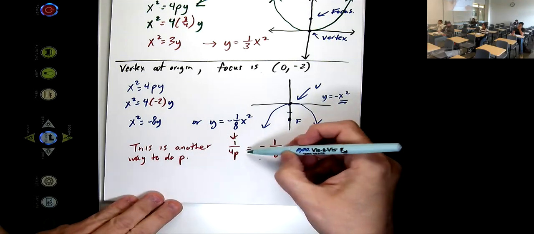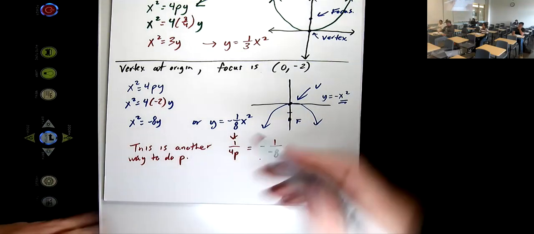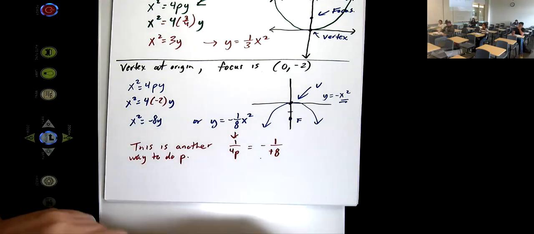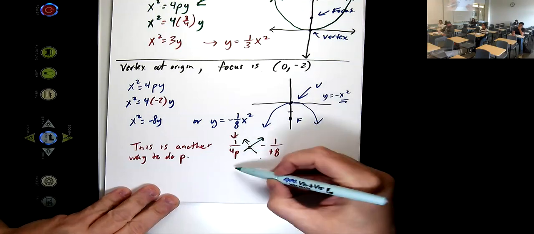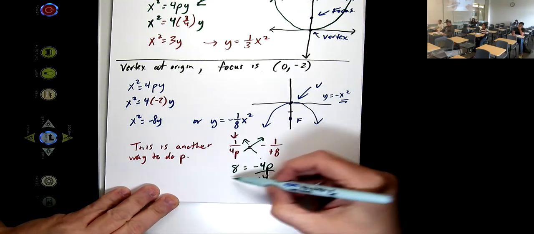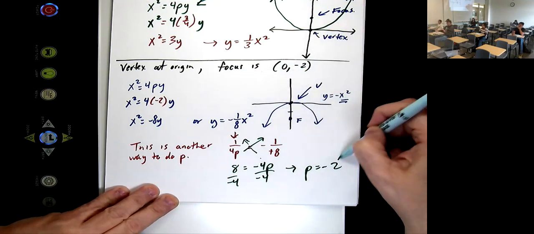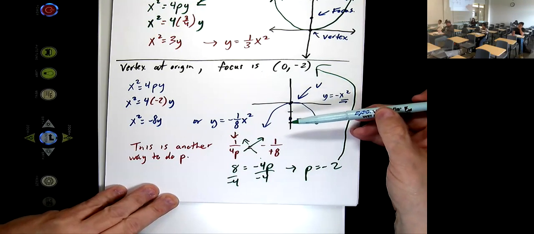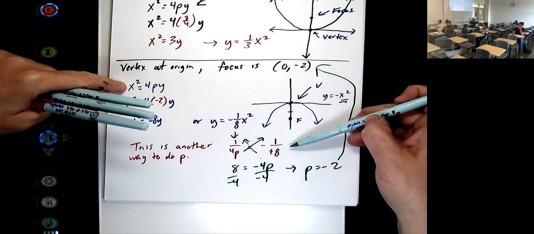I mean, if I cross multiply, why do I have a -8 there? The negative is already out front. Ignore that negative part. I could just cross multiply here. And I get 8 equals -4p. And divide by -4. And I get p equals -2, which we already knew. So if you're trying to find p and you don't want to shift it over to the other form, you kind of have to do this.